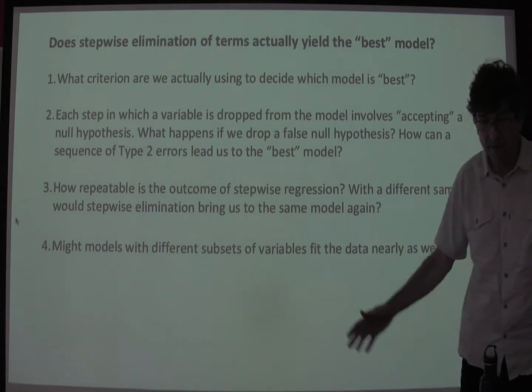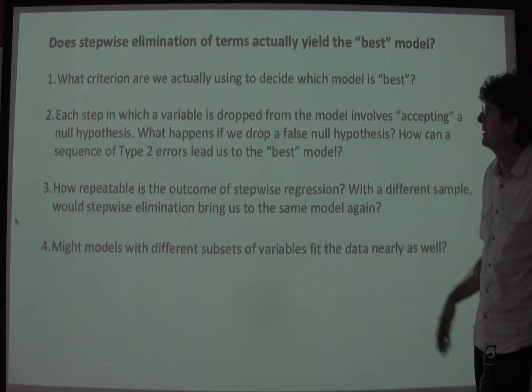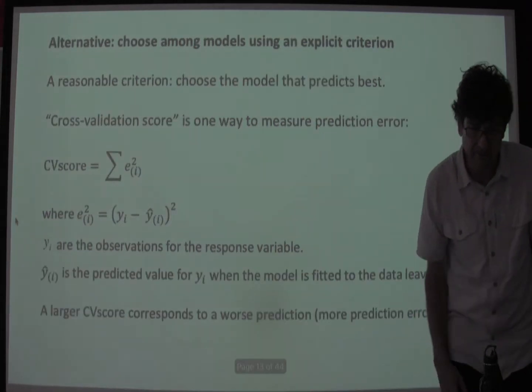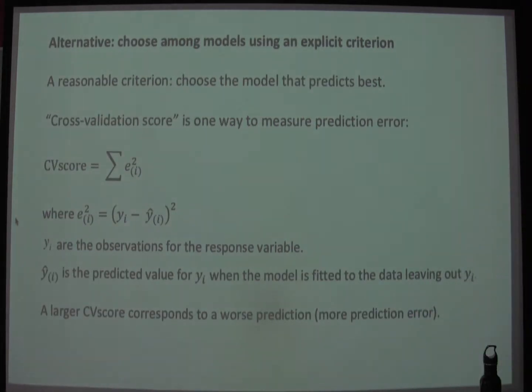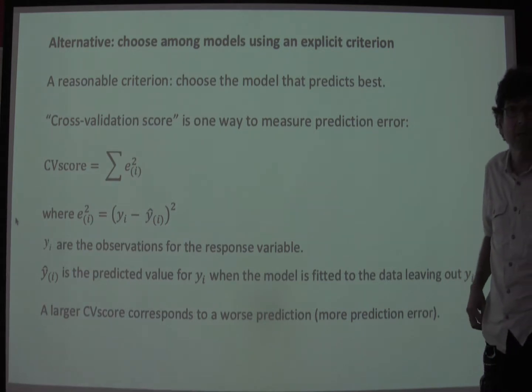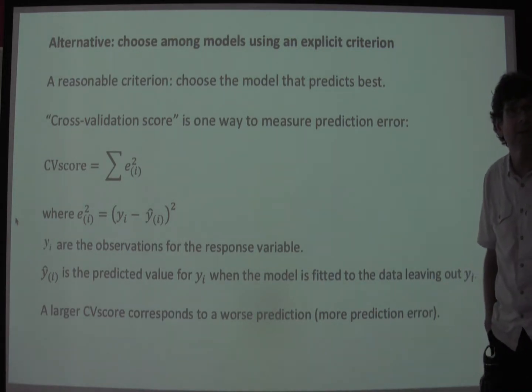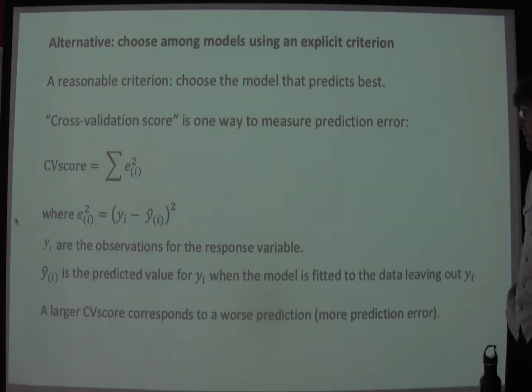Well, part of the reason why we have trouble doing that is that this wasn't actually selected using a very explicit criterion. So the point came up that the really complicated model might not do a very good job predicting the next observation. And so a reasonable criterion is to choose the model that actually does predict best. And one way that we can do that is with the data at hand, using something called the cross-validation score.